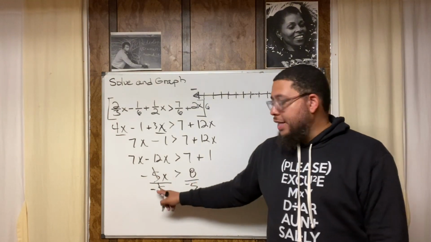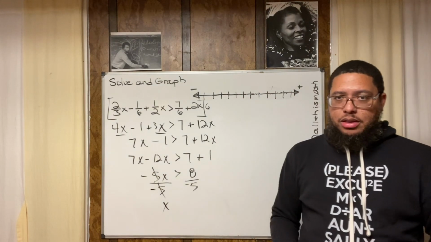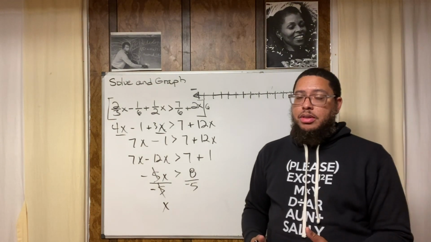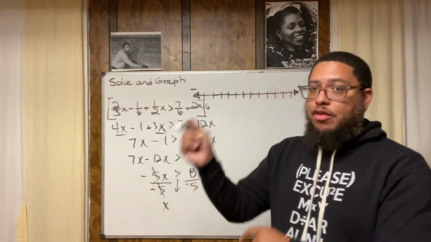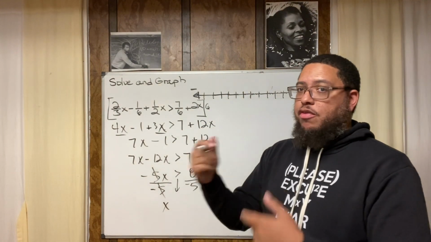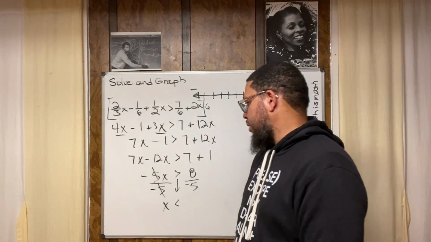Now, I just divided by a negative number. Whenever I'm solving an inequality, if I divide by a negative number, that means my inequality sign needs to flip. It's got to flip in the other direction. So instead of being greater than, now it's going to be less than, right?